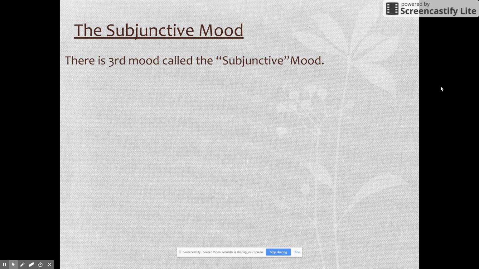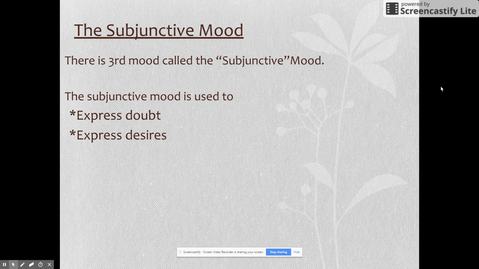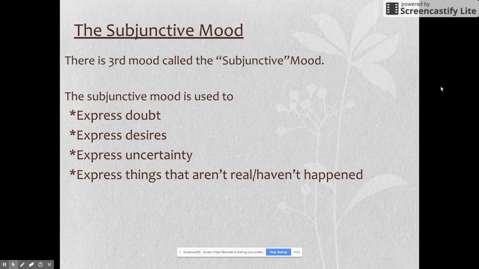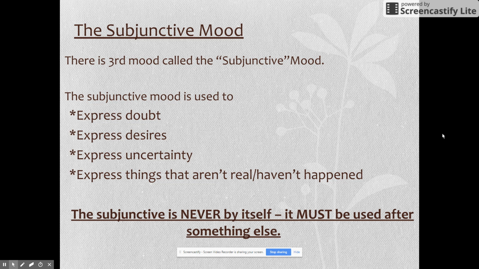So subjunctive mood. There's a third mood called subjunctive. It is used to, this is what you need to write down, it's used to express doubt, express desires, express uncertainty, and express things that aren't real or haven't happened, which kind of sums up all of these things, okay? The really important part of subjunctive that you need to write down is this. The subjunctive is never used by itself. It must be used after something else. So you won't have a sentence that just has subjunctive in it. You'll have something else in it as well.